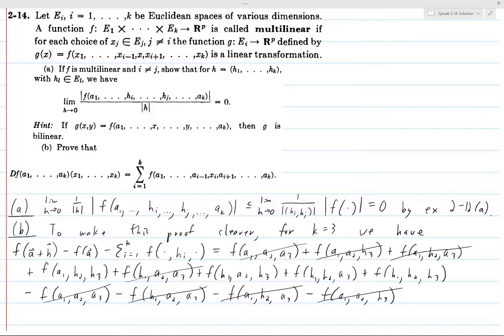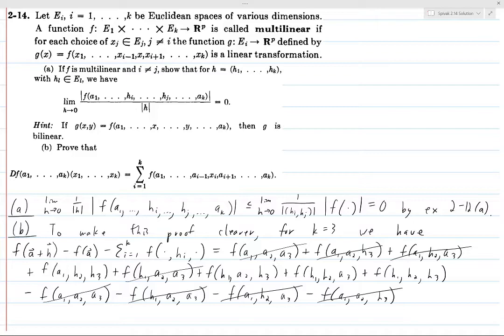And so all that's left here is terms where you've got 2 or more h's. So we've got a1, h2, h3, you've got 2 h's; h1, a2, h3, you've got 2 h's; h1, h2, a3, you've got 2 h's; and then h1, h2, h3, all 3 are h's. So when you do this cancellation, all that are left are the f terms where at least 2 of the coordinates are hi's.